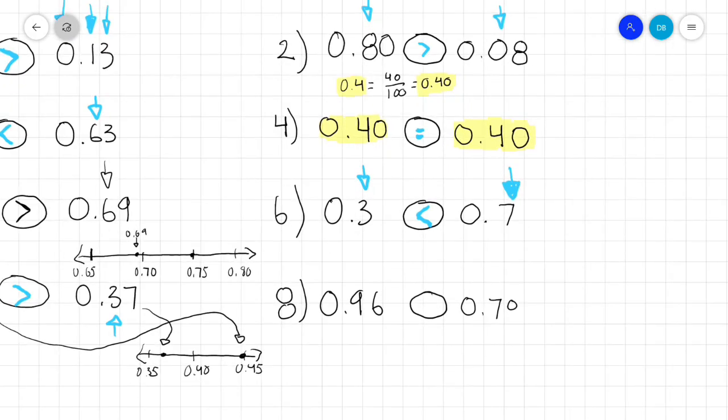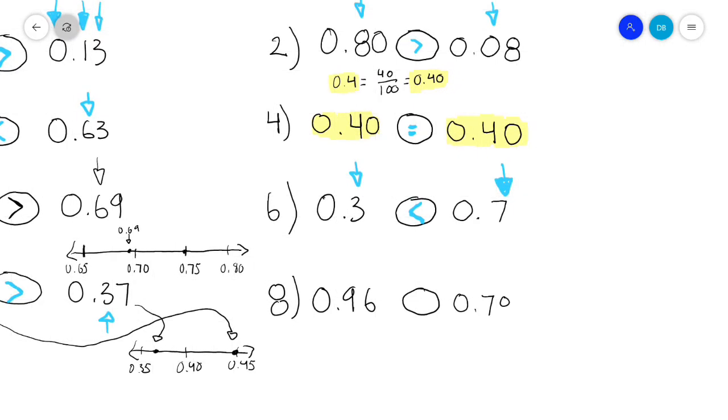And last but not least, we have 96 hundredths blank 70 hundredths. So we can start in the tenths column. And here we have a 9, here we have a 7. 9 is greater than 7, so 96 hundredths is greater than 70 hundredths.